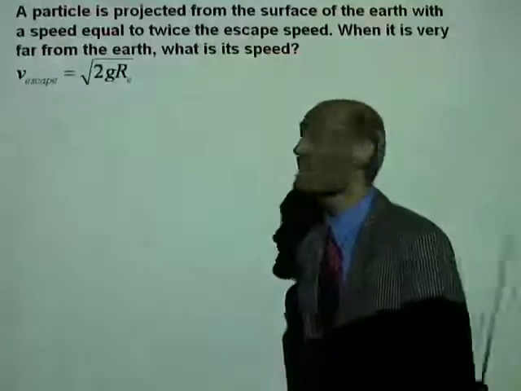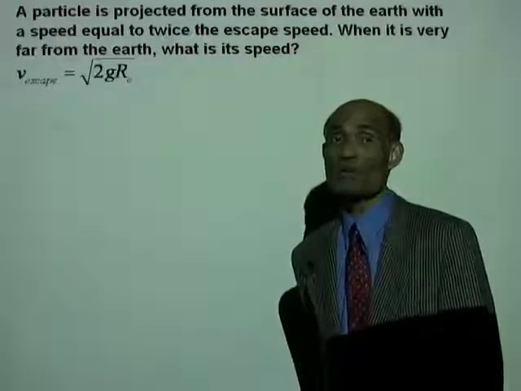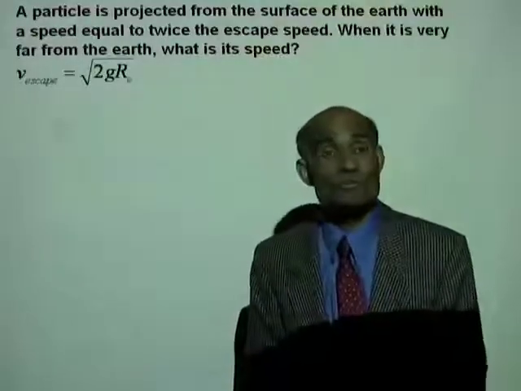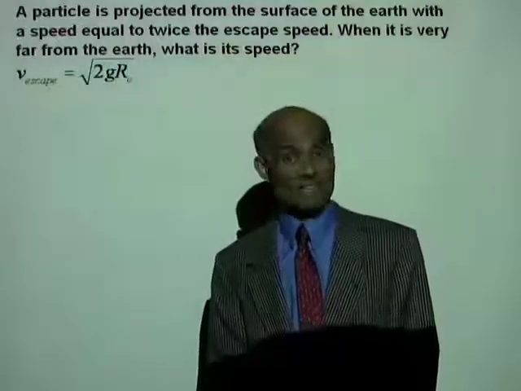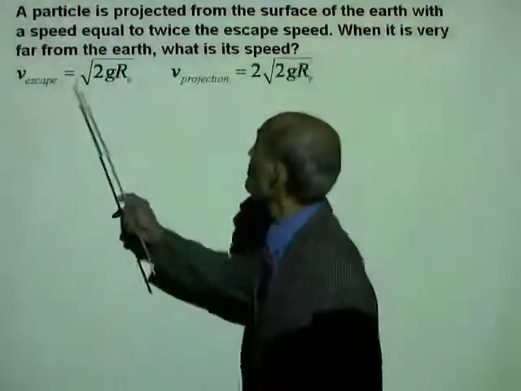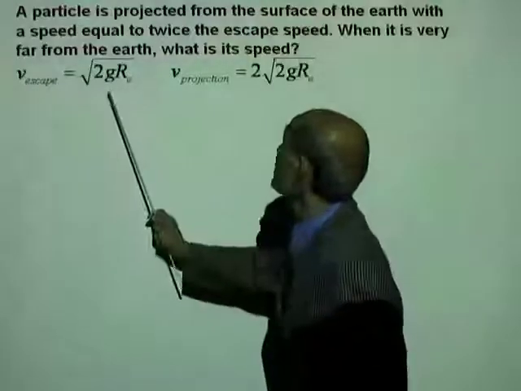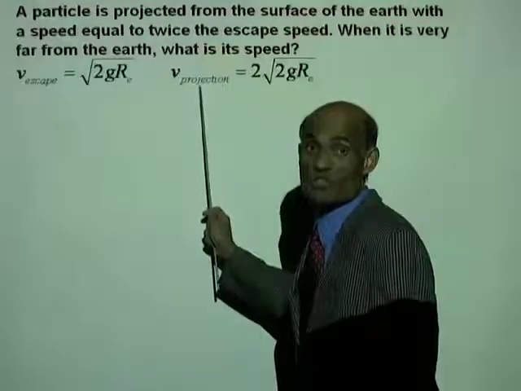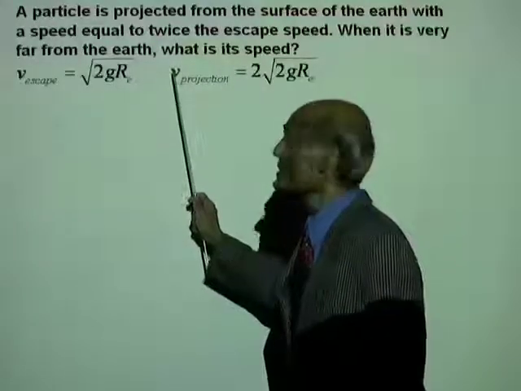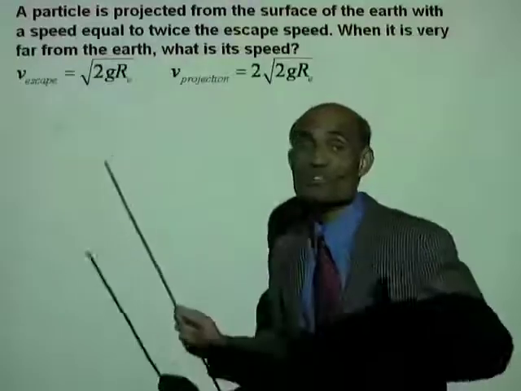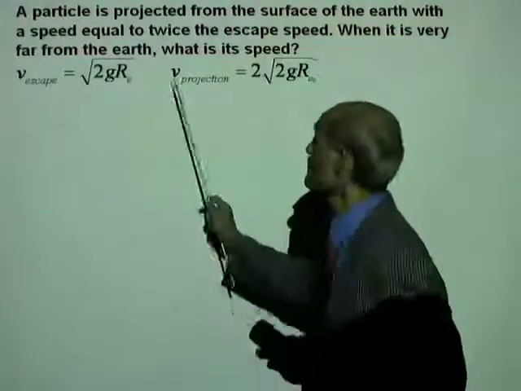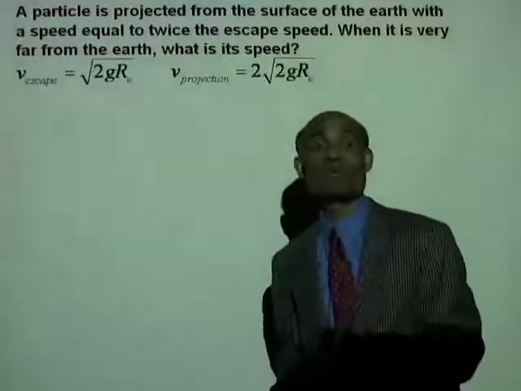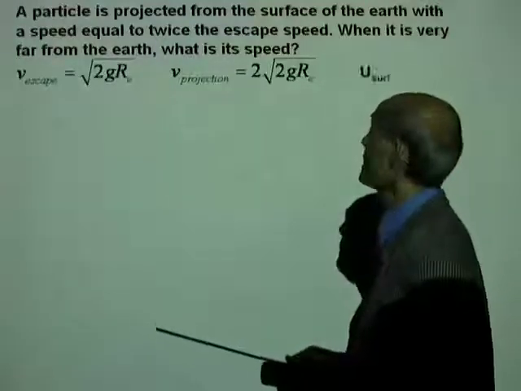Alright, so let's start picking the data. You remember we obtained an equation for escape velocity. V escape is square root of 2GRE, isn't it? Yes. So we projected our object with a velocity 2 times this. Therefore, this is V projection, the velocity with which we projected the object. The velocity of projection is 2 times the escape velocity, 2 times square root of 2GRE.